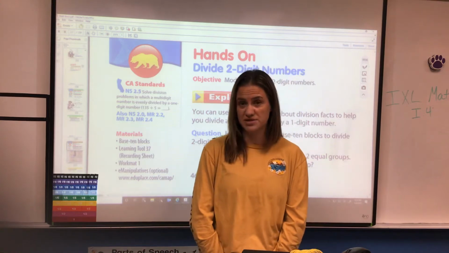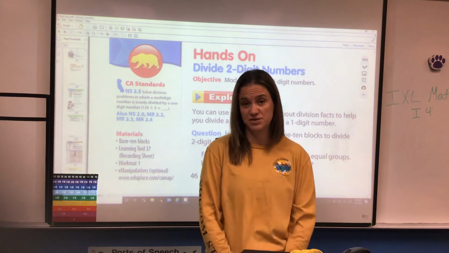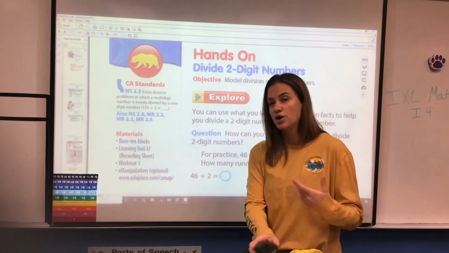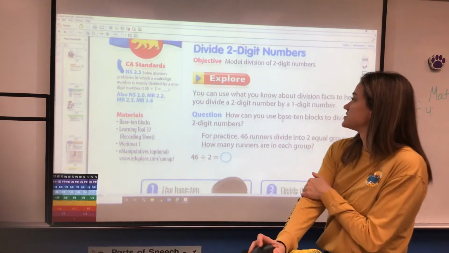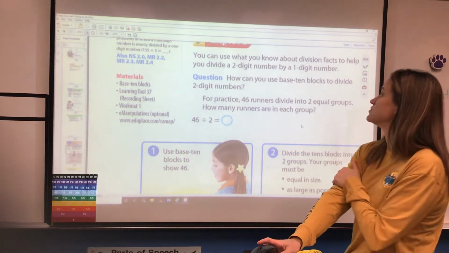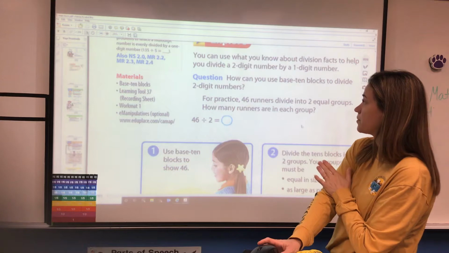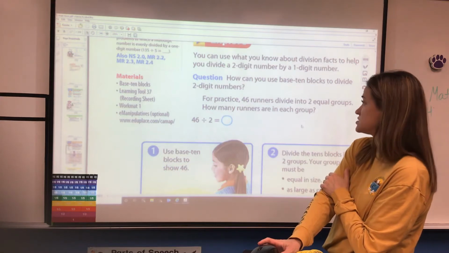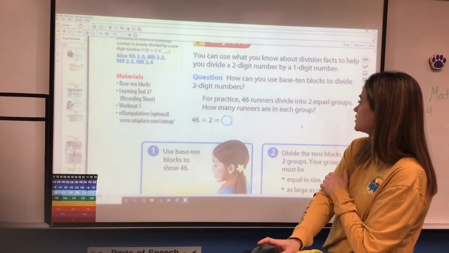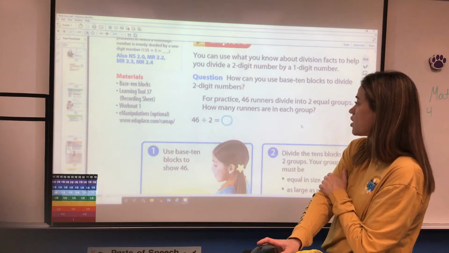I know you guys don't have base 10 blocks at home, but I'd like to show you the strategy of how you can use base 10 blocks, and we'll use a video to help us show that. But if you're following along in your hard book, it says you can use what you know about division facts to help you divide a two-digit number by a one-digit number. The question they're proposing is how can you use base 10 blocks to divide two-digit numbers? And it says, for practice, 46 runners divided into two equal groups. How many runners are in each?